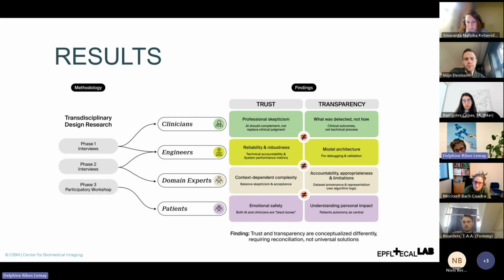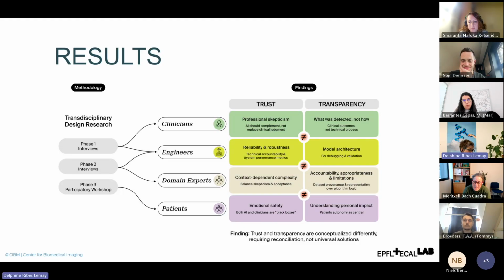What was also interesting in the patient workshop was the idea of a double black box. In the sense that for patients, the medical doctor is already a black box. So for them, adding one was not actually the problem. The problem was already there. They had the issue with communicating.